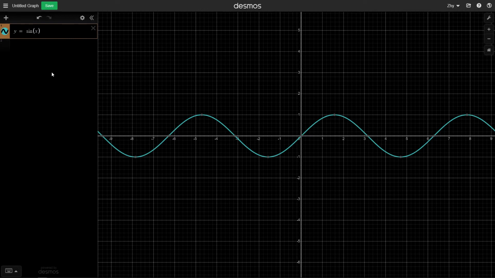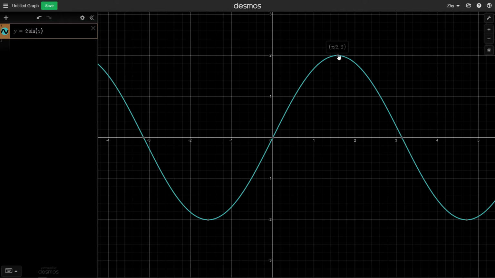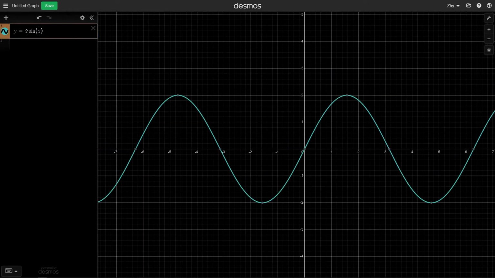Okay, remember in your trigonometry that the coefficient of your sinusoidal wave is actually just the amplitude of your wave. So for this one, what is the amplitude? Let's inspect the graph. The amplitude is from 0 to 1, which is the peak point. So if I put 2 there, the amplitude will change to 2, so the amplitude of my graph increases.